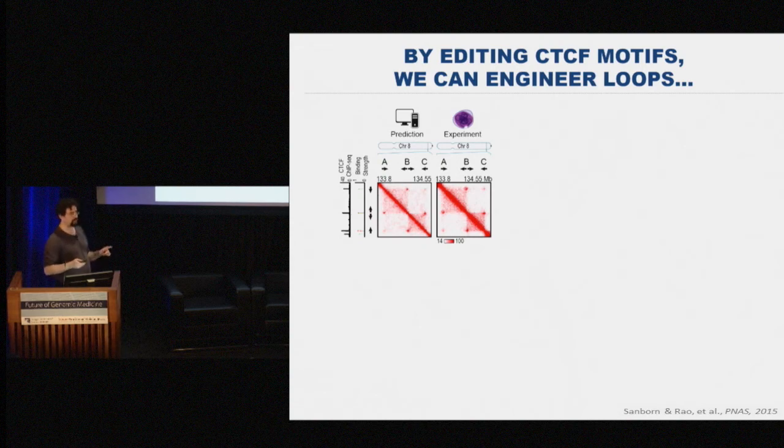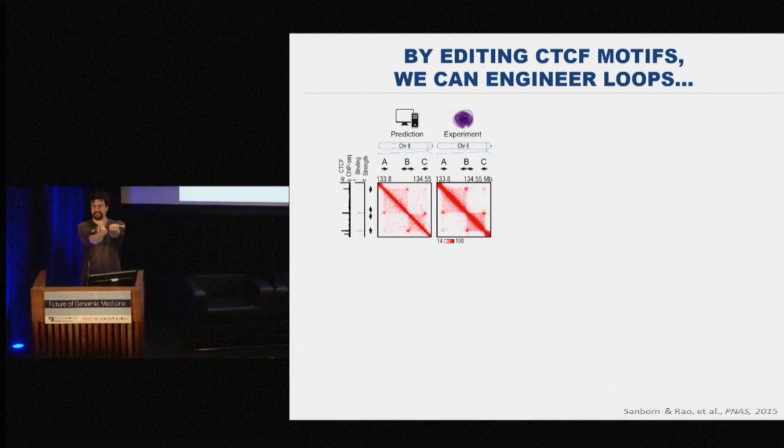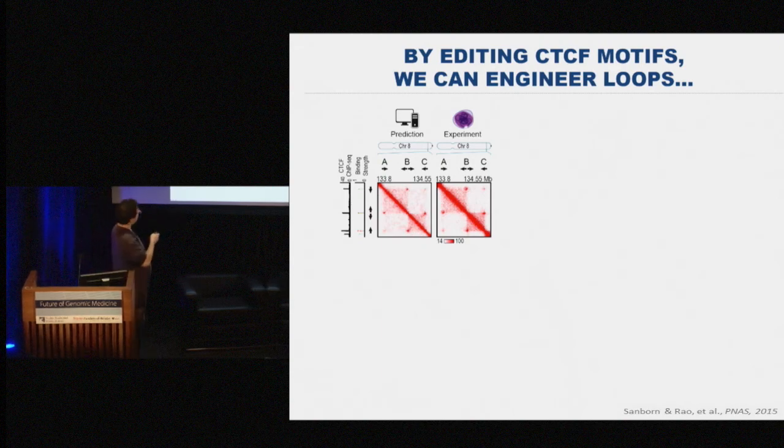And of course, according to the convergent rule, A needs to have a forward CTCF because it's looping to two downstream loci. C needs to have a reverse CTCF because it's looping to two upstream loci. And B has got to have CTCFs in both directions because it loops in both directions. And so that's exactly what you observe.